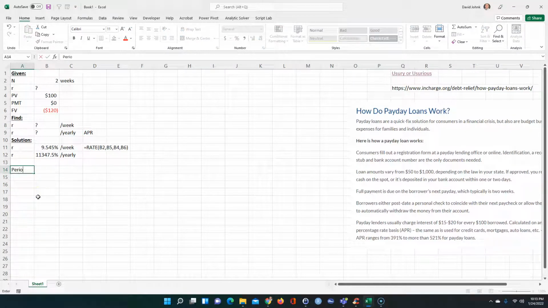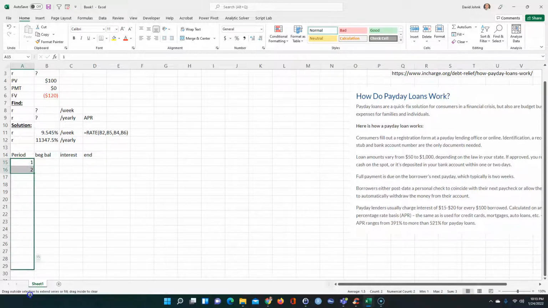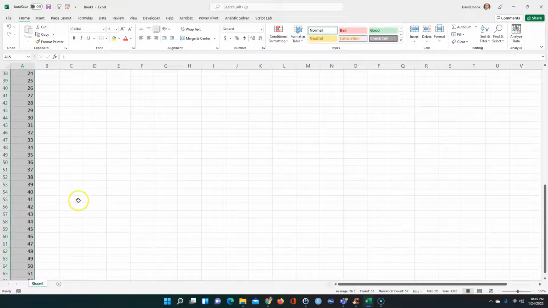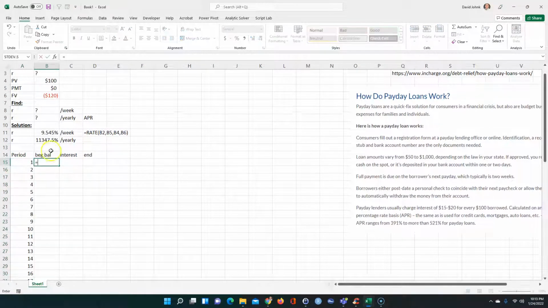So we could say period, and we go 1, and we'll go beginning balance, and we'll go interest paid, and then the ending balance, right? And since this is 52 weeks, I'll copy these two and drag it down until it says 52. And so we're starting out, it's going to be equal to $100, right? And the weekly interest rate is this. So my interest is going to be $100 times this interest rate we just calculated, right? I'm going to F4 that, because I'm going to copy this formula down, and I always want to point to that interest rate. And then my ending balance is going to be equal to this plus this, right?